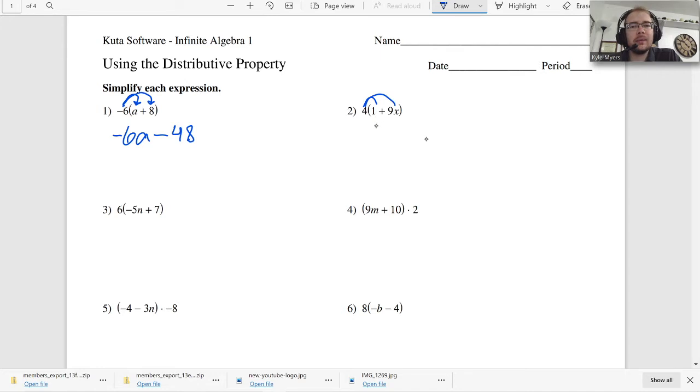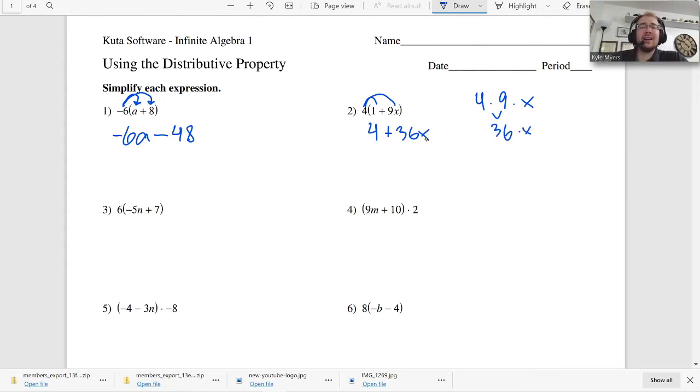So 4 times 1 is 4. 4 times 9x. Well, I can't do 4 times x, just like I can't do 6 times a, I would just have to write 6a. But I can do 4 times 9, and 9 is being multiplied by x. So really, it's kind of like 4 times 9 times x. Well, I can multiply the 4 and the 9 then. 4 times 9 is 36, and then still times x.